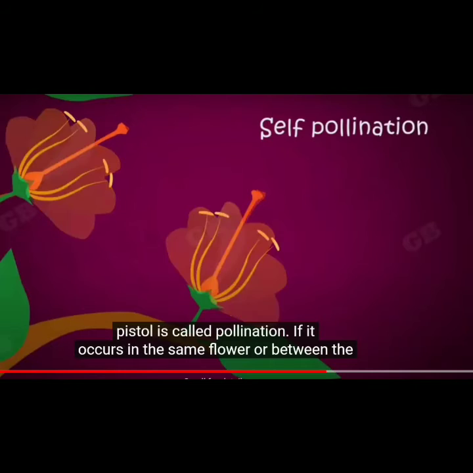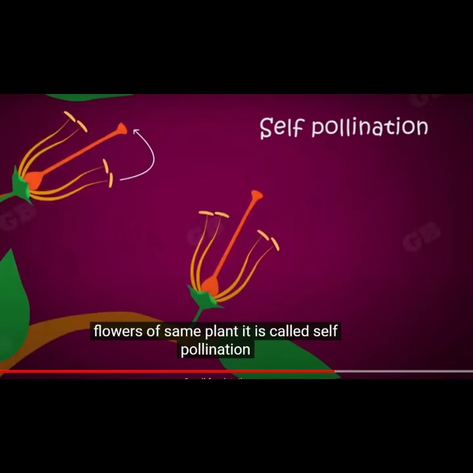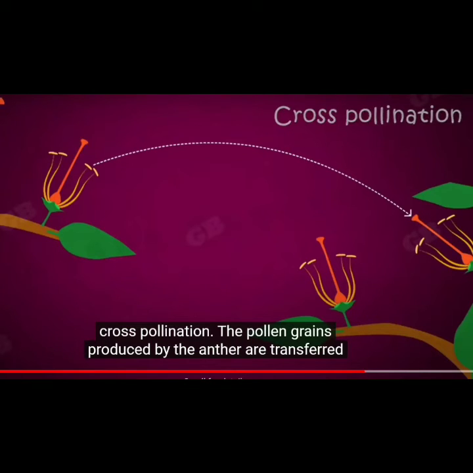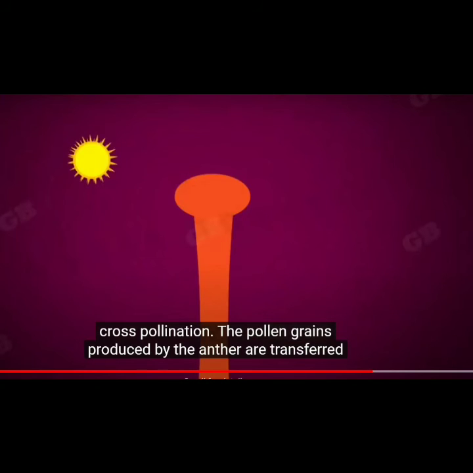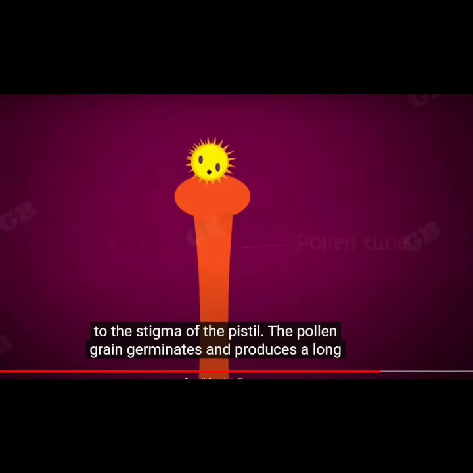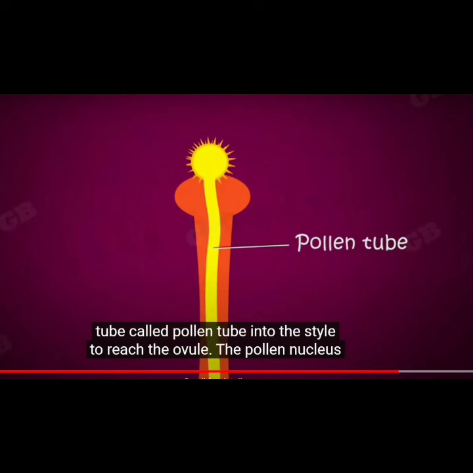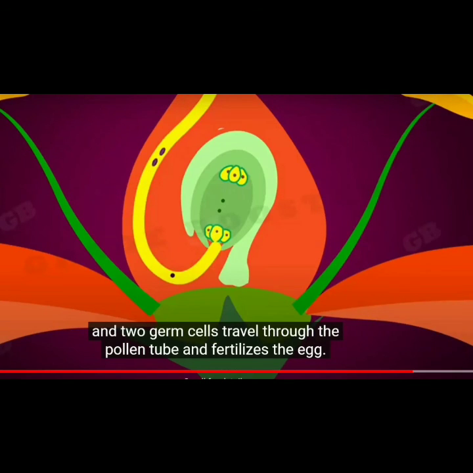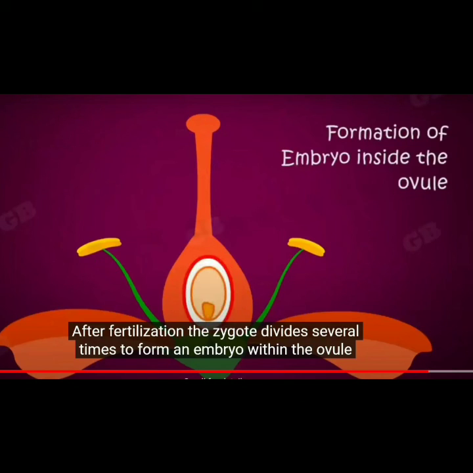If it occurs in the same flower or between the flowers of the same plant, it is called self-pollination. If pollination takes place between two flowers of different plants, it is called cross-pollination. The pollen grains produced by the anther are transferred to the stigma of the pistil. The pollen grain germinates and produces a long tube called the pollen tube into the style to reach the ovule. The pollen nucleus and two germ cells travel through the pollen tube and fertilize the egg. After fertilization, the zygote divides several times to form an embryo within the ovule.